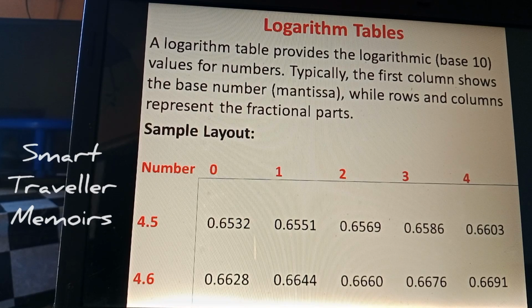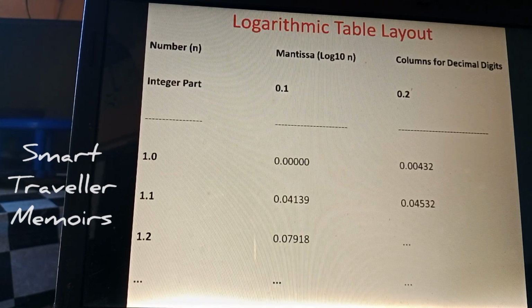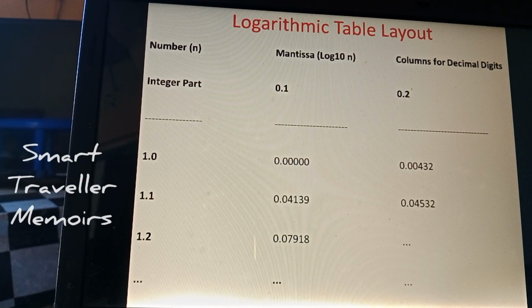So having now given those notes, may we look at the tables proper. We'll start with the logarithm tables. A logarithm table provides the logarithmic base 10 values for numbers. Typically, the first column shows the base number, mantissa, while rows and columns represent the fractional part. You can see the sample of a layout, and you can see the logarithmic table layout there.